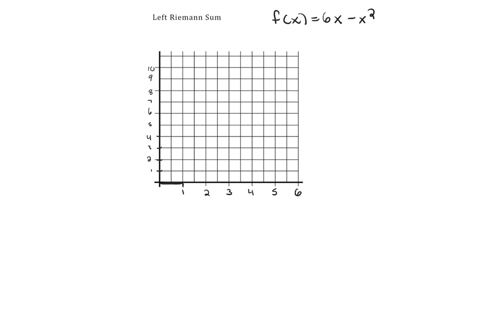Okay, so to graph this function, I've got the points (0, 0) and (6, 0), and the axis of symmetry gives a vertex at (3, 9). I've got (1, 5), (2, 8), (4, 8), (5, 5). So I've got this parabola that opens down. And we're going to use the same example for all 4 of our examples today.